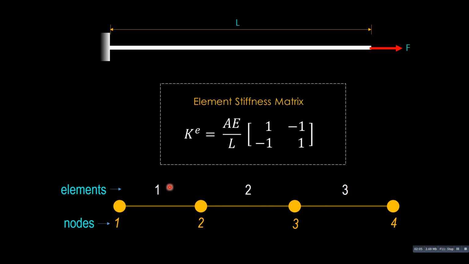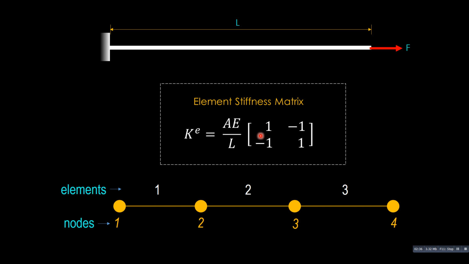So 1, 2, 3 are our elements, and the elements are defined with the help of the nodes. Each element has 2 nodes. In 2D or 3D, a particular element could have various numbers of nodes. For example, a triangular element has 3 nodes. Likewise, various kinds of elements are defined, but in the simple 1D case we have an element with just 2 nodes. So we have 4 nodes and 3 elements, and this element stiffness matrix is defined for each element.